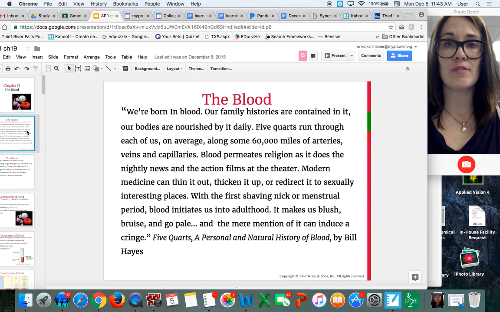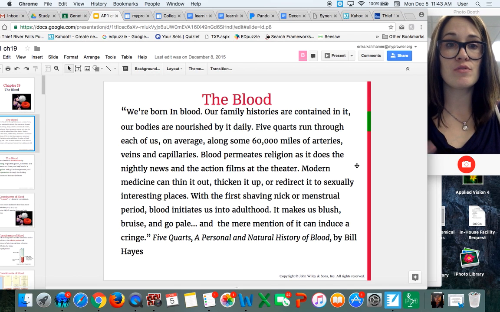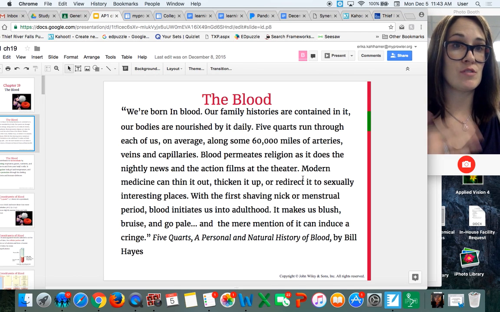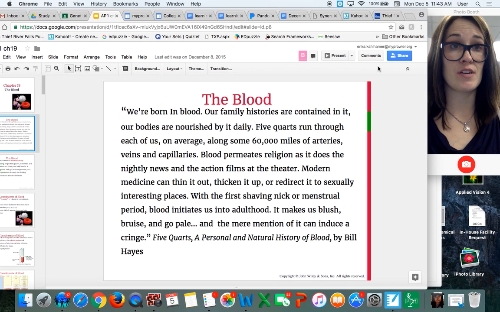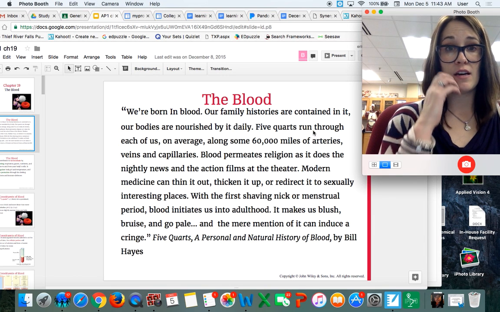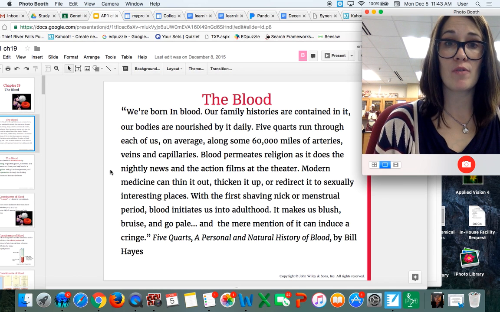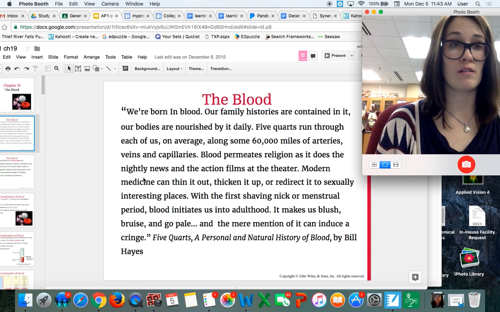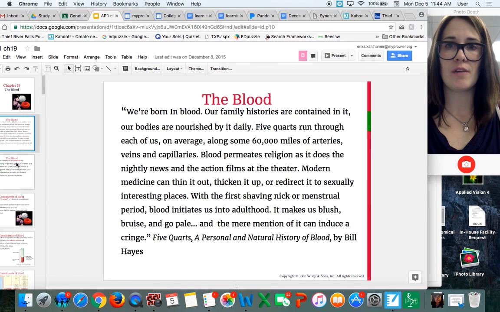This slide just talks about how blood is full of interest. We need it, obviously, to survive, but it makes you bruise, blush, induces cringe. Our arteries are flowing with it, our veins. It determines, there's a genetic component that is of interest. It has a lot of religious components. So it causes you harm if it's too thin or too thick. A lot of interesting things with the blood.